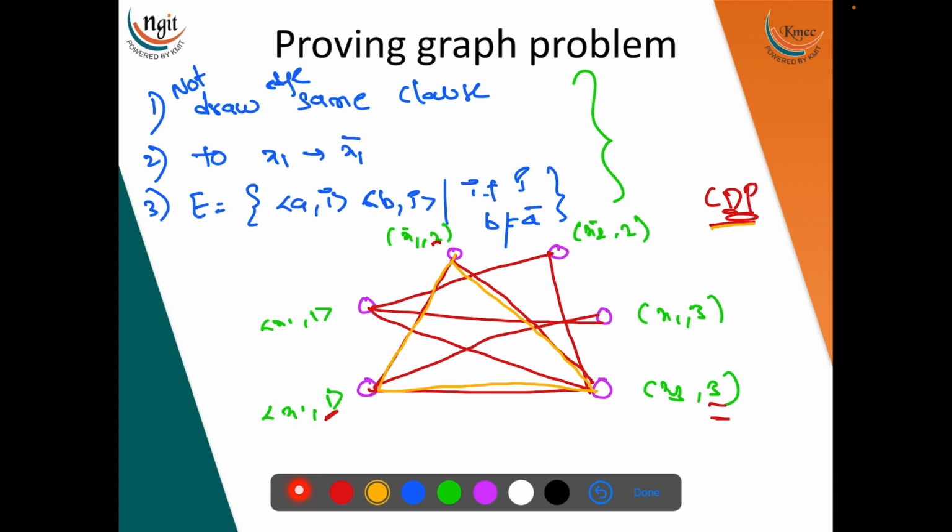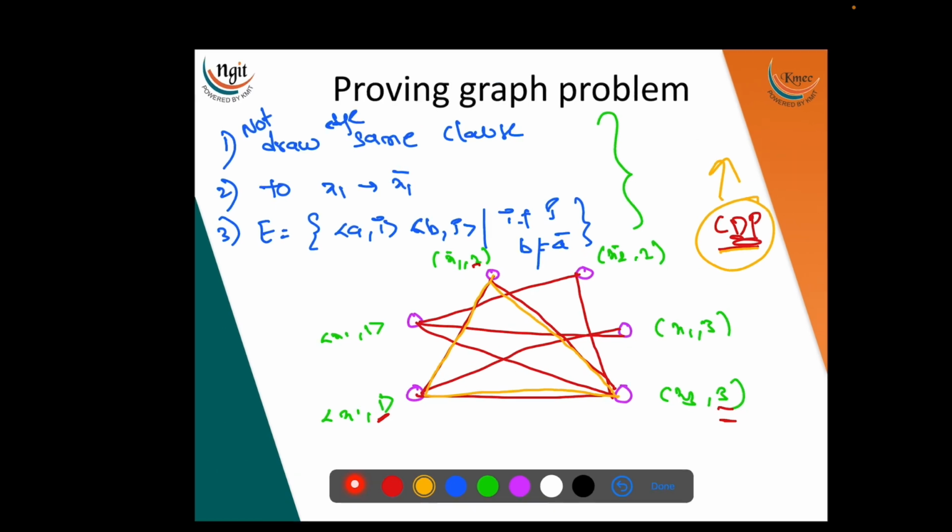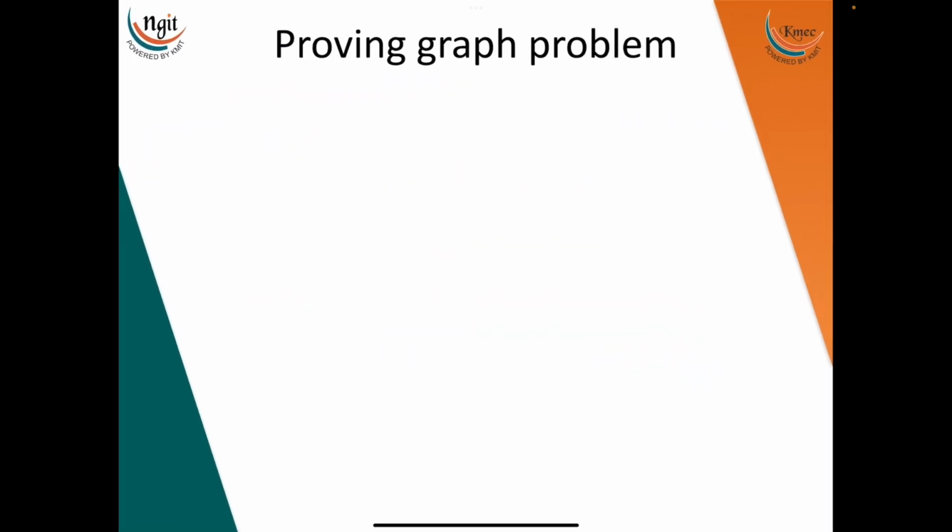Now you can say that CDP belongs to NP hard, because you have proven that satisfiability is NP hard, and you reduced that to CDP. Hence, now you can also say this.